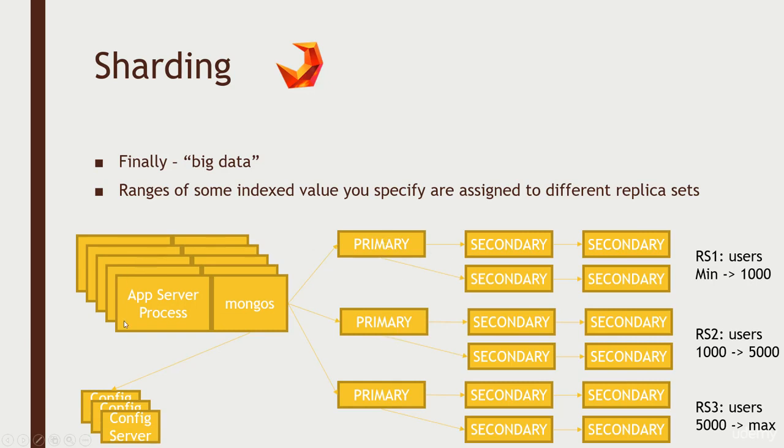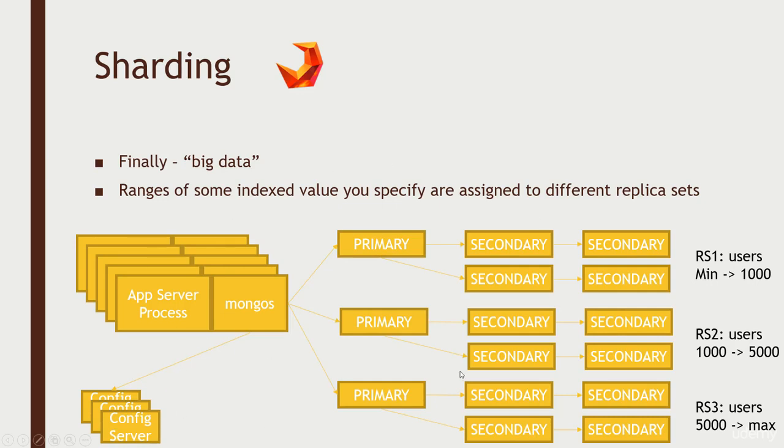And then on each application server, whatever you're using to talk to MongoDB, you'll run a process called MongoS. And MongoS talks to exactly 3 configuration servers that you have running somewhere that know about how things are partitioned, and then uses that to figure out which replica set do I talk to get the information that I want.